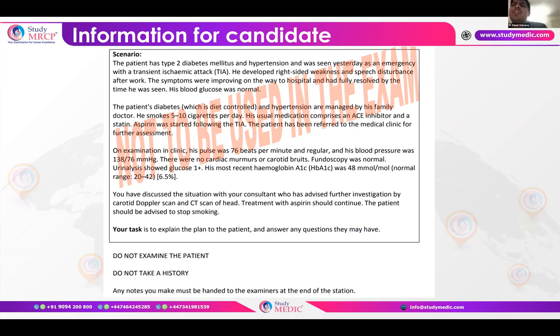I'm very fit, sir. I have diabetes. I have pressure. I am always taking these tablets. It's all under control, sir. Only 5 cigarettes, and occasionally.